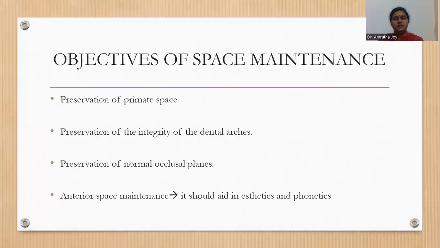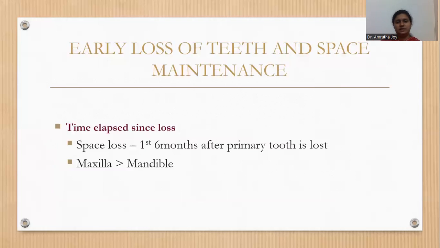Coming to the objectives of space maintenance, the important things are preservation of the primate space, preservation of the integrity of the dental arches, and preservation of normal occlusal planes. If it is anterior space maintenance, it will help in aesthetics and phonetics, etc. There are many factors that need to be considered before giving a space maintenance appliance. We are discussing those factors now.